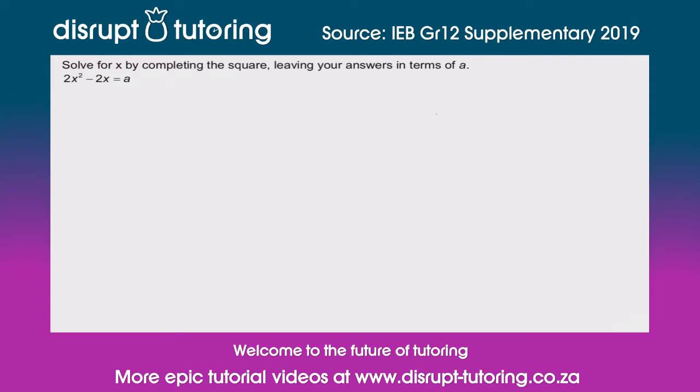Today we're going to deal with a completing the square question that we have pulled from the IEB's 2019 supplementary paper. So they've said to us, solve for x by completing the square, leave your answers in terms of a. So the first thing we're going to do is write this the way we'd expect a quadratic equation to be written. So it'll be minus 2x, we bring the a across, and that is equal to 0.